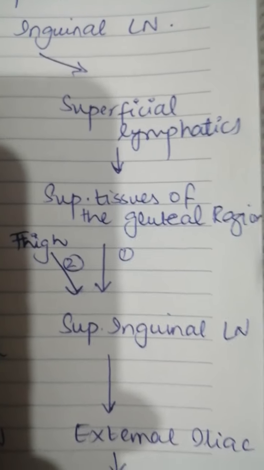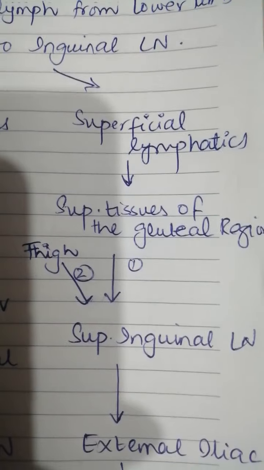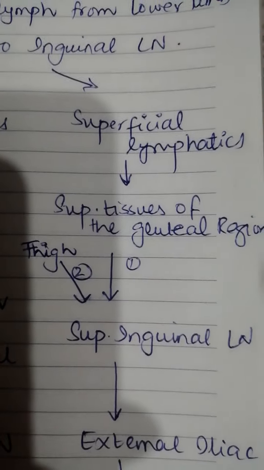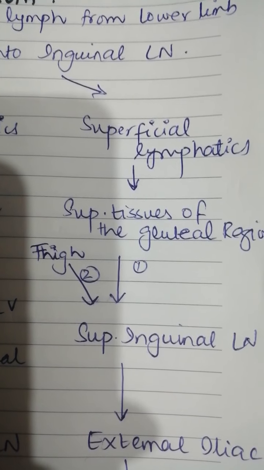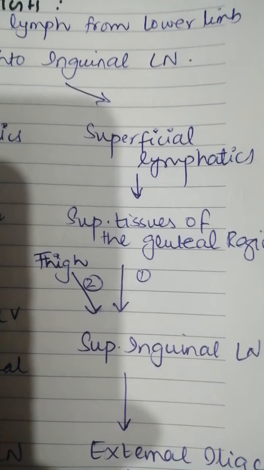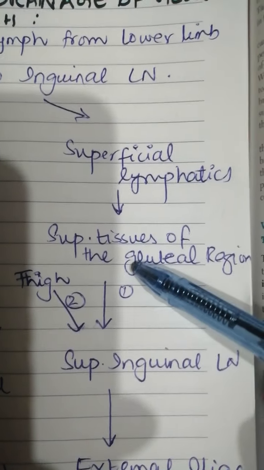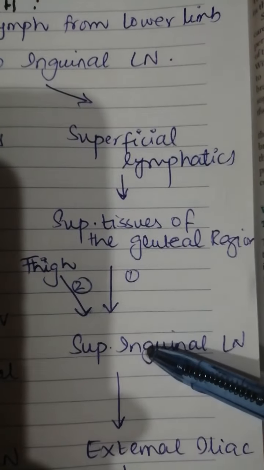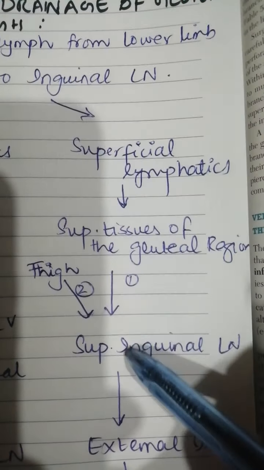Now the superficial lymphatics. Superficial lymphatics mainly carry the lymph from the superficial tissues of the gluteal region, and they enter the superficial inguinal group of lymph nodes. All the superficial tissues of the gluteal region and thigh basically enter the superficial inguinal group of lymph nodes. It takes from the gluteal region as well as the thigh, all the lymphatics coming in.